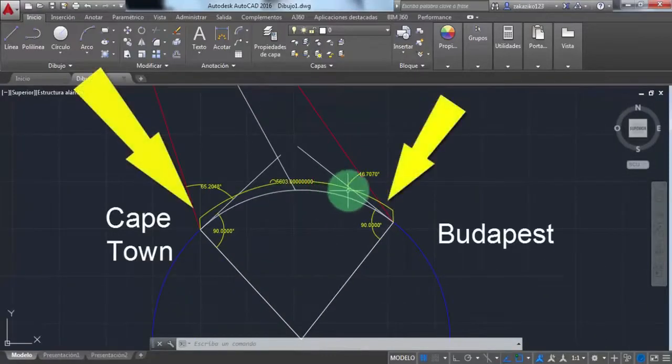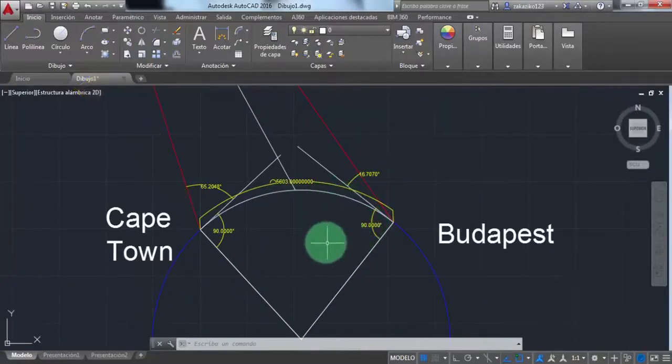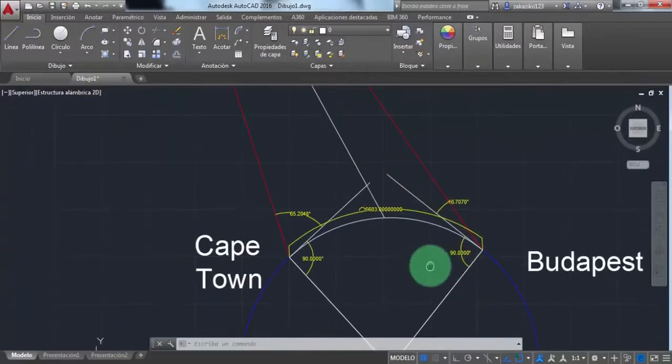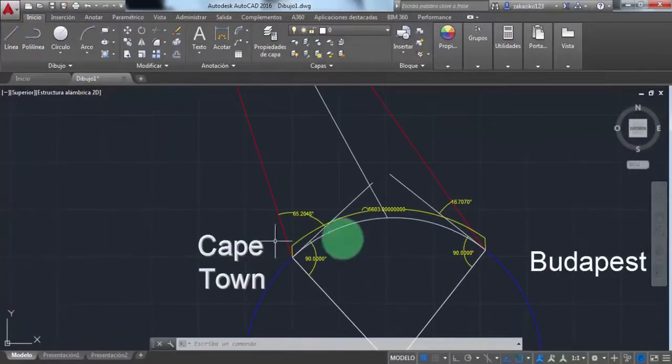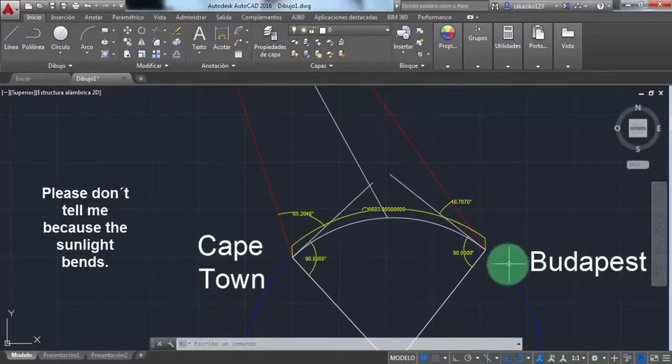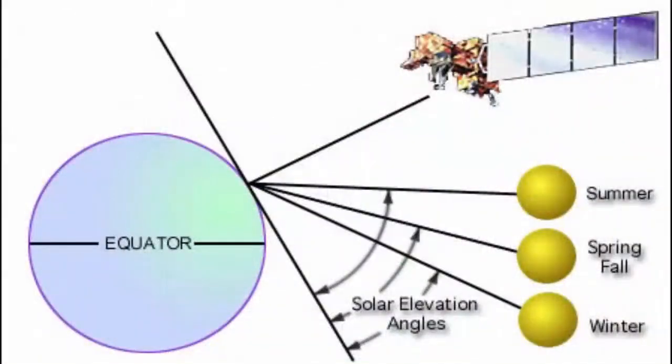These lines should normally take you to the source of the light, which is the sun. But it doesn't work on a ball because we might not be on a ball. And please don't tell me that the sunlight bends. That is why this is not working. Take a look at this image. I am not the one who did it. This is what they are teaching us. Google it.